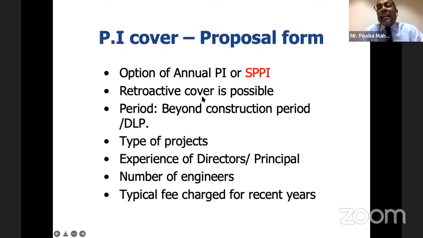Retroactive cover is in a way backdating of the cover. This is perfectly legal. There's nothing illegal about it, because in other disciplines of work, when you talk about backdating, it's not proper and not acceptable. But for this product, PI insurance, it's quite normal to have retroactive cover.